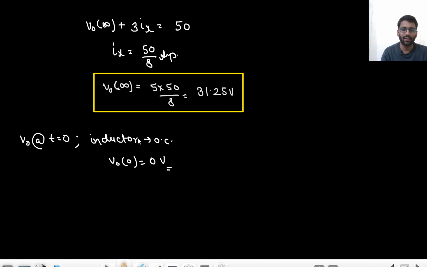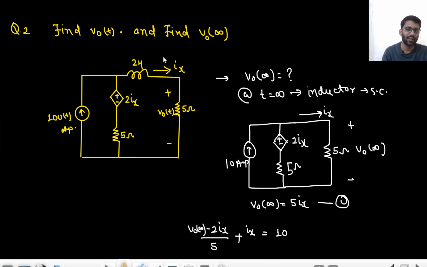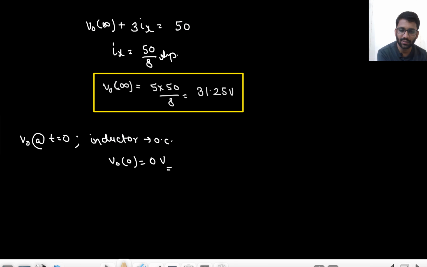Did you understand what is happening here? I just made the inductor open circuited. So if it is open circuited, then there is no current flowing through the resistor. So V naught at t equals to 0 would simply become 0 volt. Now let's talk about the time constant. Okay, this is the second thing. Now you need to find the time constant as well.